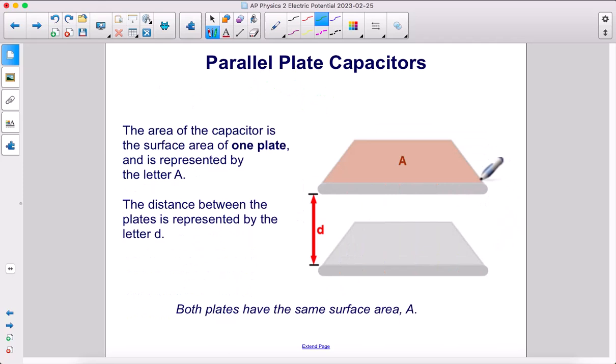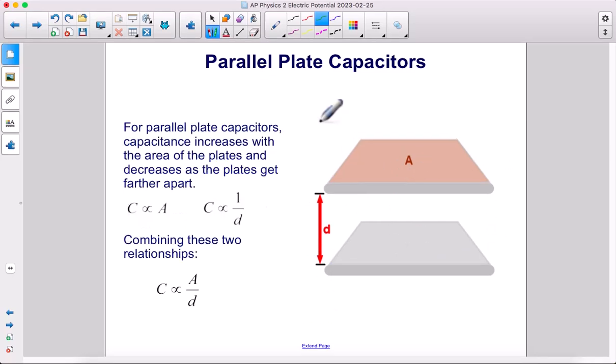The area of the capacitor is the surface area of one plate and is represented by the letter A, capital A. The distance between the plates is represented by the letter d, lowercase d. Both plates have the same surface area, A. For parallel plate capacitors, capacitance increases with the area of the plates and decreases as the plates get farther apart. So capacitance is directly proportional to area, and capacitance is inversely proportional to the distance between the plates. So combining these two relationships, we get this.